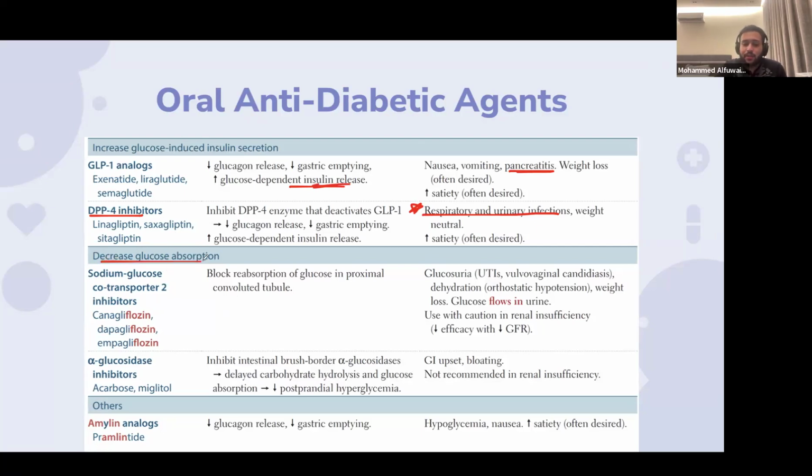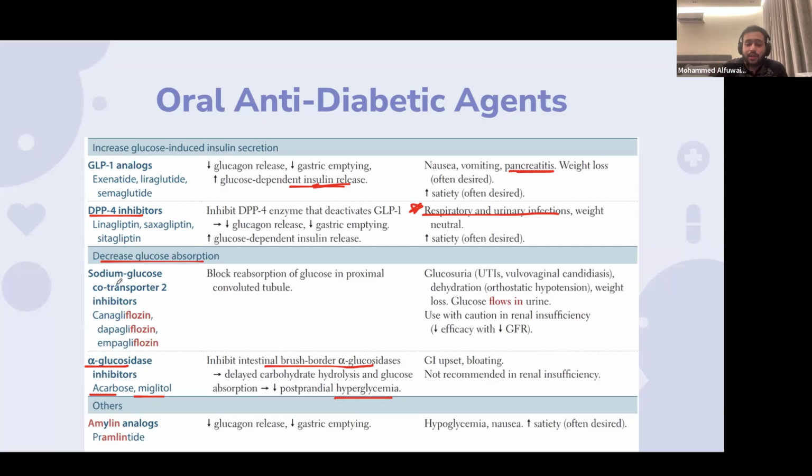Now, here you have decreased glucose absorption, two locations, one in the kidney and one in the GI. Okay, the GI is through alpha glucosidase inhibitors, which is acarbose and miglitol. And basically, this will decrease the amount of glucose that's being absorbed by inhibiting the intestinal brush border alpha glucosidase. And this will decrease postprandial hyperglycemia. Now, because of carbohydrates that are now in the GI, this will cause diarrhea, GI bloating, and upset, and so on. Okay?